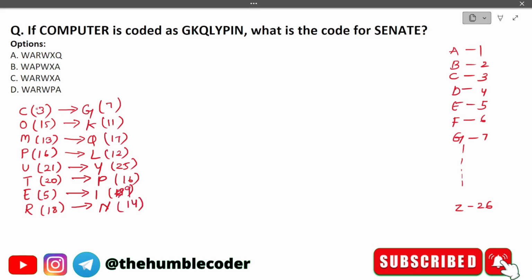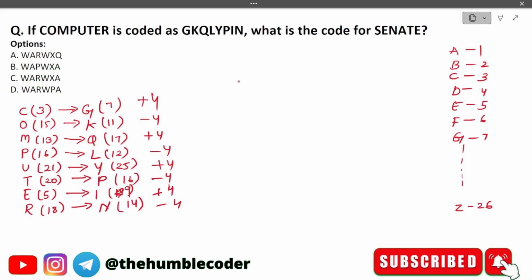Now let's understand the logic. From C to G, it is plus 4 letters. Then 15 to 11, that is O to K, it is minus 4. O was at position 15, and K is at position 11. In the same way, 13 to 17 is plus 4 again. 16 to 12 is minus 4. 21 to 25 is plus 4. Then again minus 4, plus 4, minus 4. So if you notice, there is a sequence being followed: for one letter it is plus 4, and for the next it is minus 4.